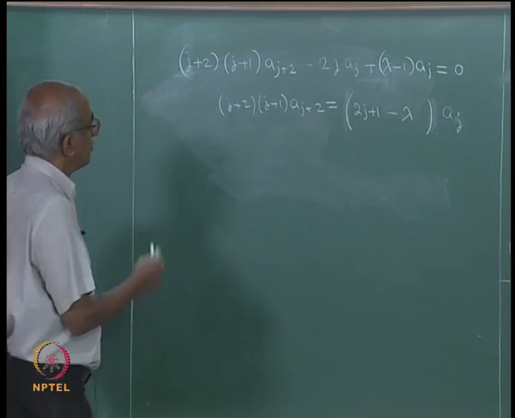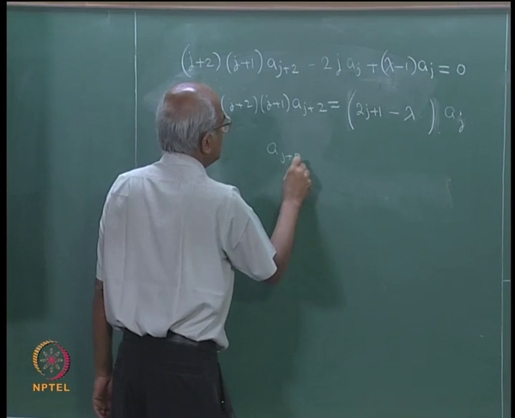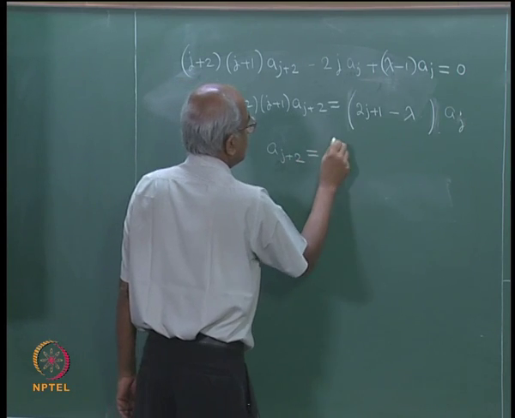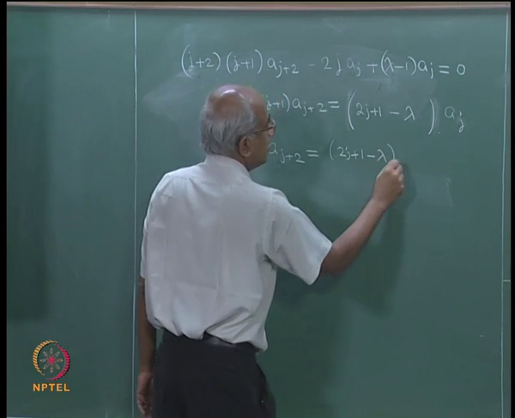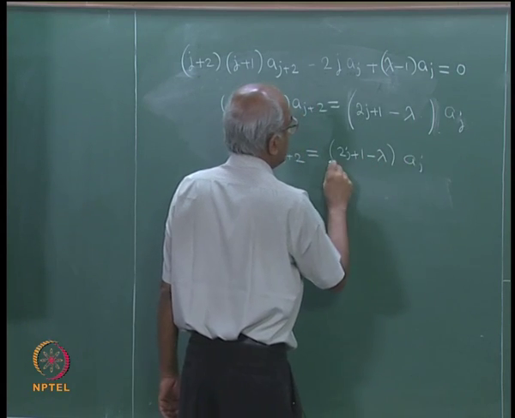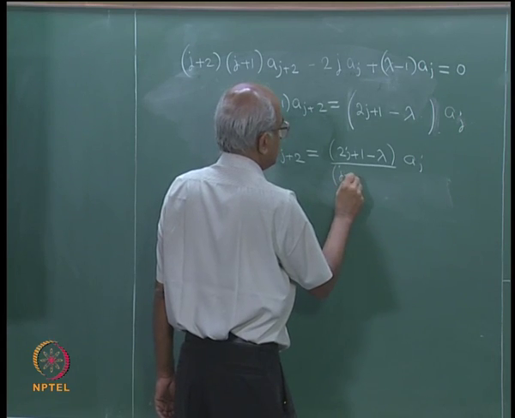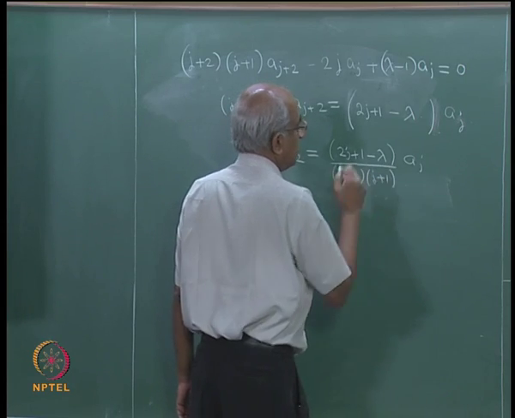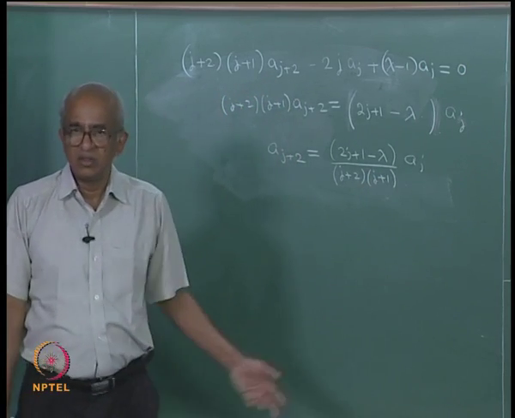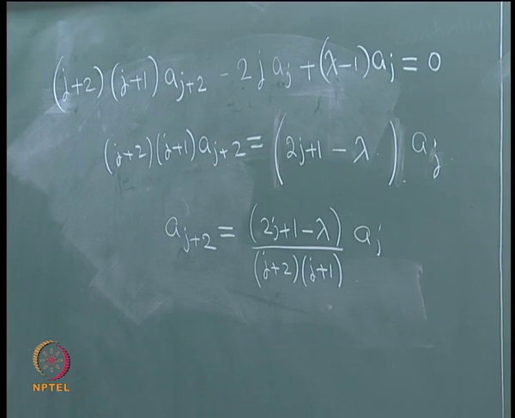Right, this is what I would have. This actually means a_{j+2} must be equal to (2j + 1 - lambda) into a_j divided by (j + 2) into (j + 1). This is the condition. So, for any j, this condition has to be satisfied.